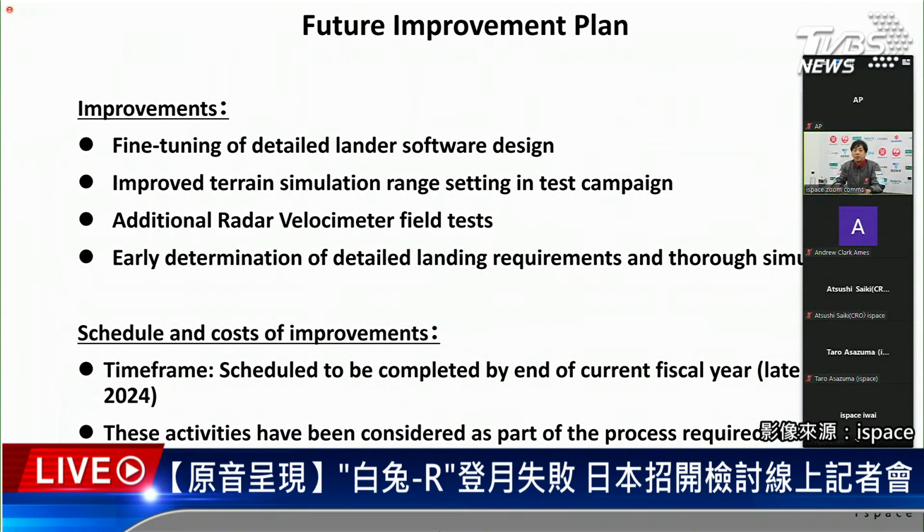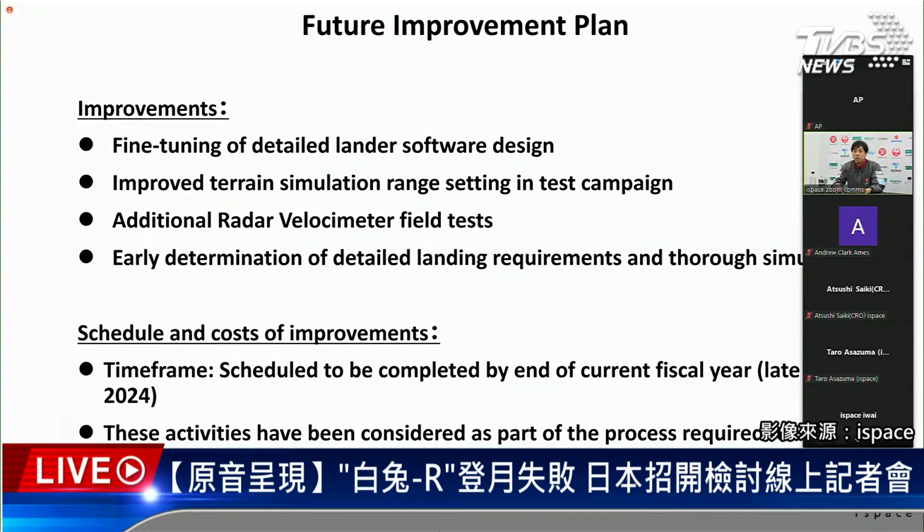Yes, then in this slide, I would like to share our improvement plan. First of all, from the software perspective, we need fine-tuning of the detailed lander software design. In addition, if we correctly carry out the simulation by considering terrain or topological data, we could identify the issue in advance. Then improved terrain simulation, range setting, and test campaign, of course, should be required.